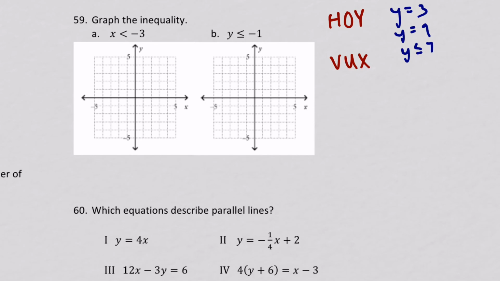And then VUX means that vertical lines have a slope which is undefined, and their equations always start with x equals a number. For example, x equals 7, x equals 8, or inequalities, x is greater than 5. Those are all vertical lines. These two simple words help me remember that and help my students remember it. So we're going to use them right here.